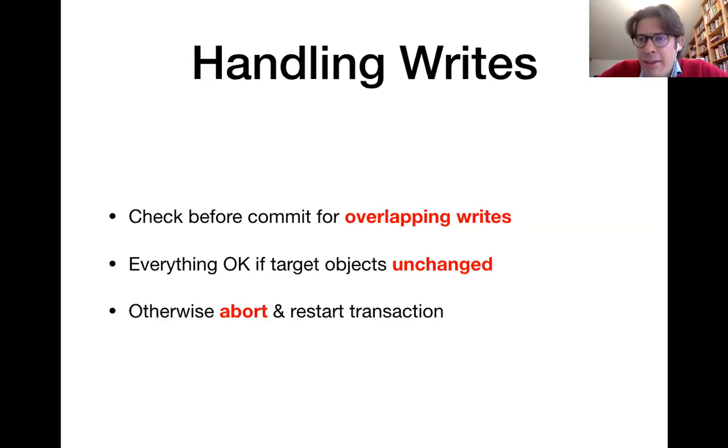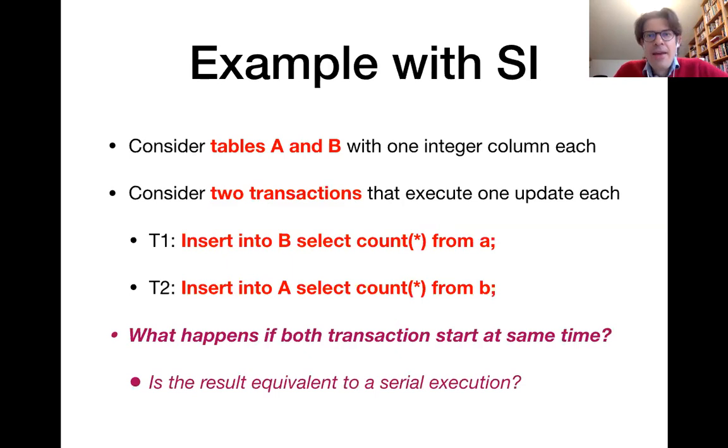Now, this may sound great, but there's a little catch to it. Let's make an example with two tables, A and B, which both have one integer column. And now imagine those two transactions that we see here. The first transaction essentially tries to insert the count of rows in A as a value into B. And the second transaction tries to insert the count of rows from table B as a value into table A.